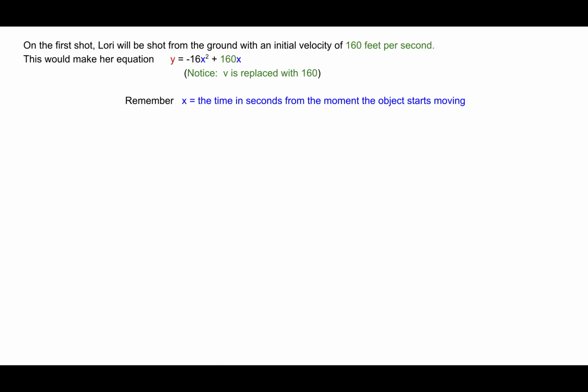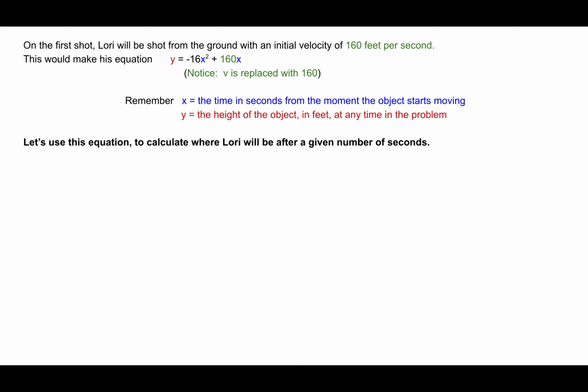And on the first shot, Lori will be shot from the ground with the initial velocity of 160 feet per second. This would make her equation y equals negative 16x squared plus 160x. Notice that I replaced the v with 160 because v is the velocity. Remember that x is the time in seconds from the moment the object starts moving, and y is the height of the object in feet at any time in the problem.